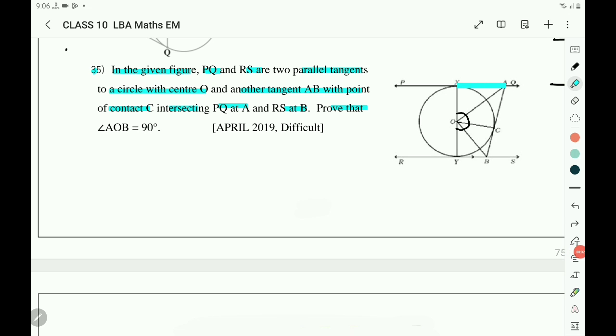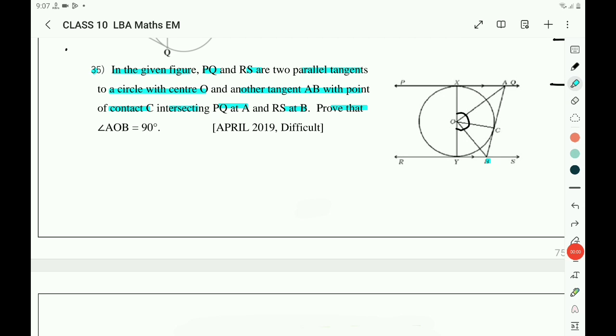A is the external point. AX and AC are the tangents from the external point and they are equal. Similarly, B is an external point. BC and BY are the tangents from the external point and they are equal. And it is according to theorem 10.2. You proved in the theorem that tangents drawn from the external point to the circle are equal. How you proved? By taking these two triangles and proving they are congruent.